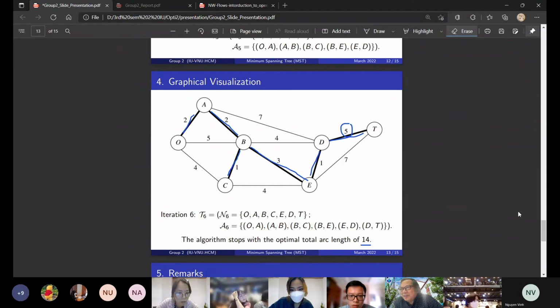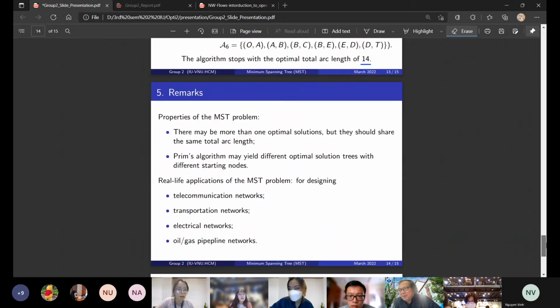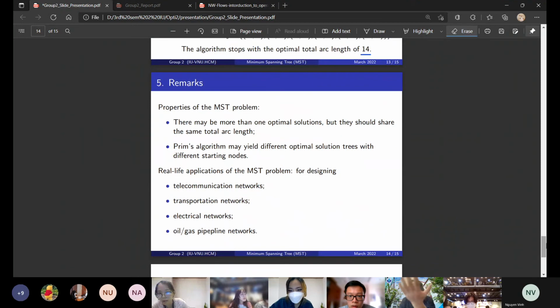We have tried to generate the minimum spanning tree from the other nodes of the graph, and we still obtain the same value of the total length, which is 14. And we conclude this presentation by stating several remarks.